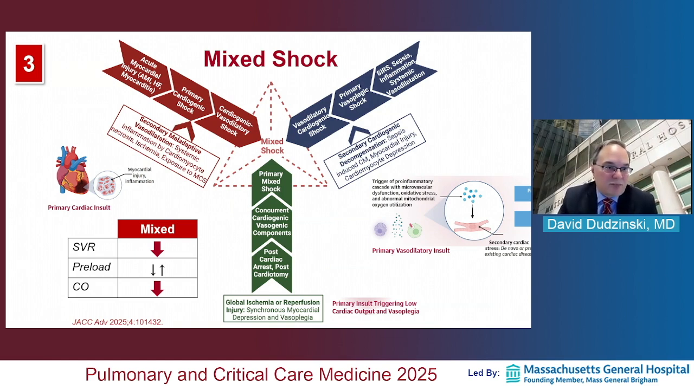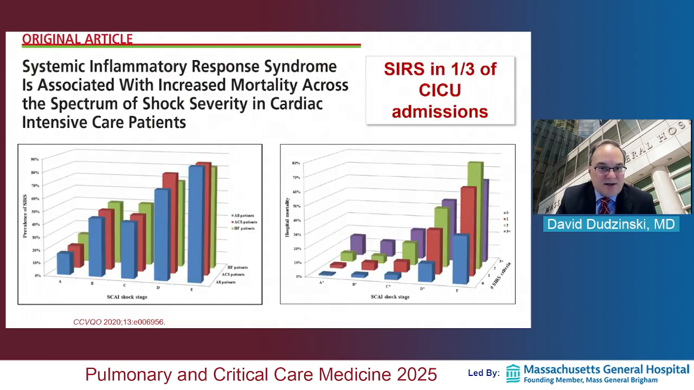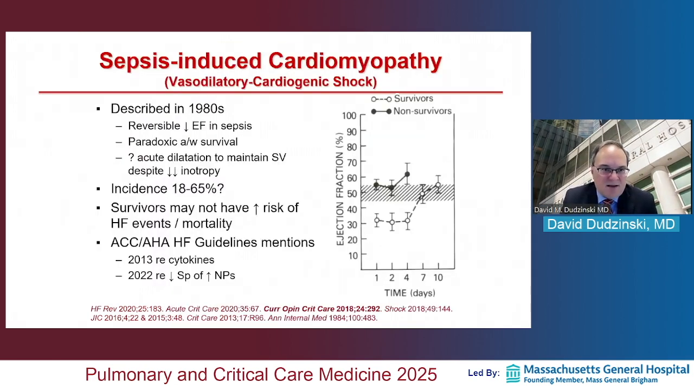Or we could have one of our primary cardiogenic shock modes. That patient later develops SIRS or an infection and has cardiogenic plus a vasodilatory component on top of that. This is common. So this is from the National Registry of CICUs, SIRS present in 1/3 of our patients. So it's certainly not rare. And the concept of sepsis-induced myopathy dates back 40 years, looking at the EF decline in patients with sepsis.